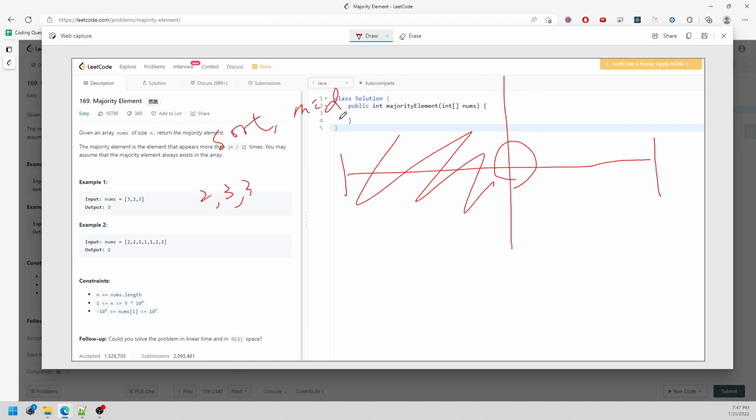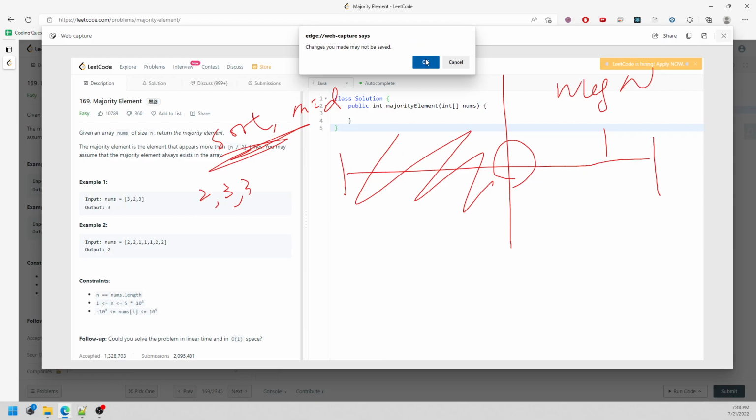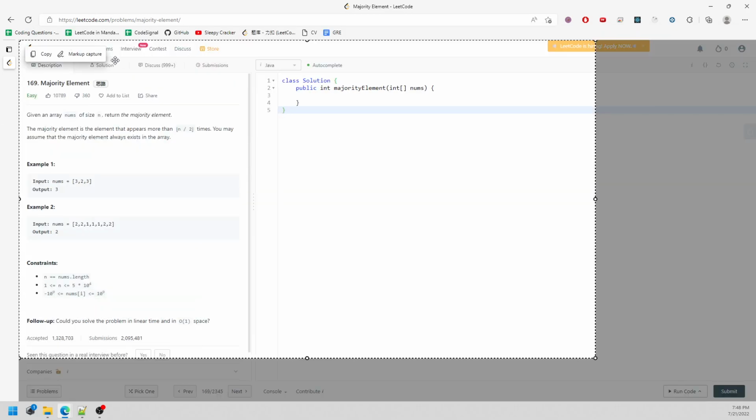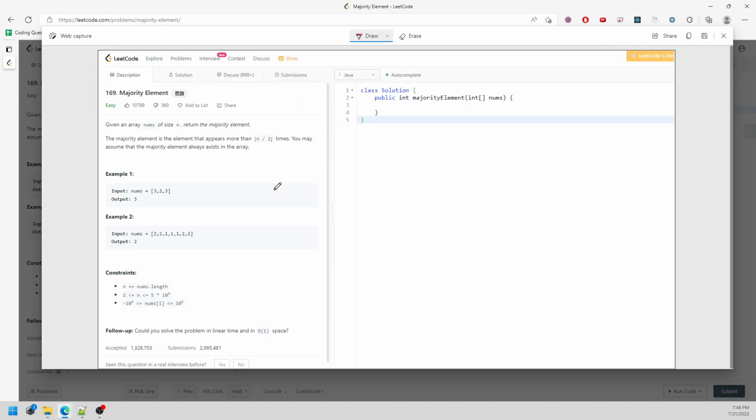But the time and space is going to be based on the sorting. It's going to be n log n, and the space is constant, O(1). So this is one of the solutions. Let me go over the next one. The second solution is going to be counting. I don't have to sort it, I just have to count.